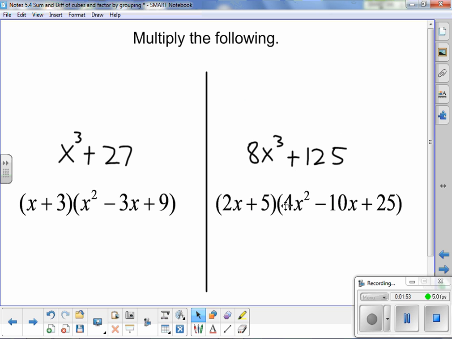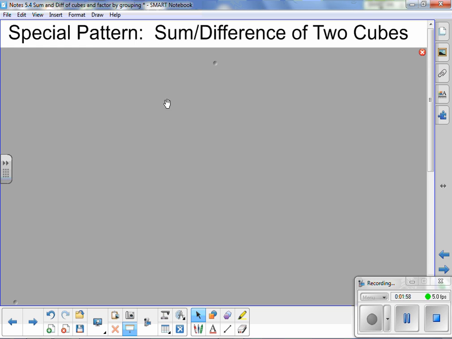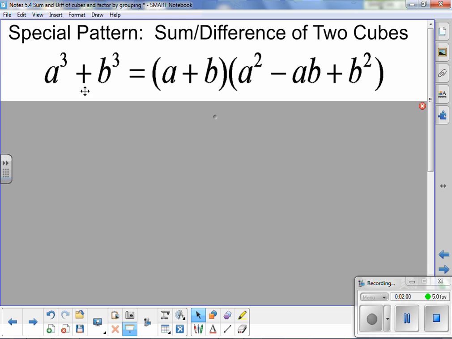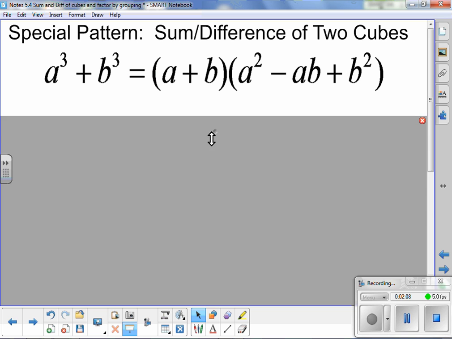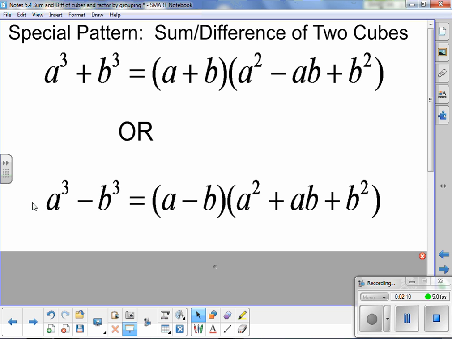It'll go like that. So in class, we figured out the pattern on our own, but basically you'll end up with two special patterns. First one looks like this. So if you have a perfect cube plus another perfect cube, when you factor, you'll end up with (a plus b)(a squared minus ab plus b squared). And there's another one for minus. When you subtract, you end up with (a minus b)(a squared plus ab plus b squared).